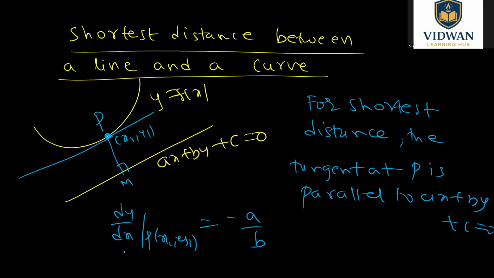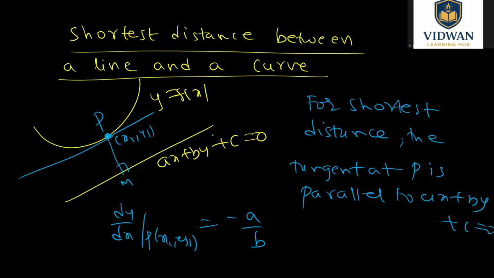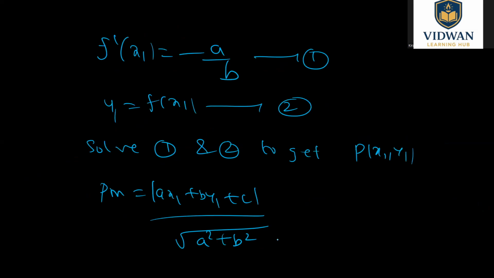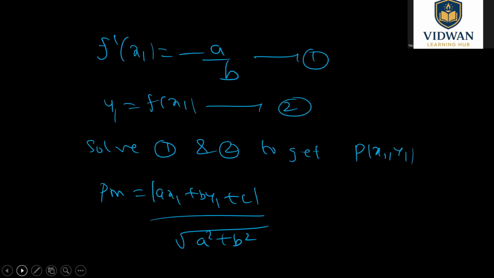Then, after equating slopes, we got one equation. Substituting x1, y1 in the curve, we got one more equation. Solving them will give you the coordinates of P. And once you know the point P, distance from a point to a line, you already learned the formula. You can use that and find the shortest distance. So the curve can be anything, like a circle and a line, parabola and a line, ellipse and a line. This is a general method you can use for conic sections also. If you want to mention here, you can mention P x1, y1 lies on the curve. That's why we wrote this condition.